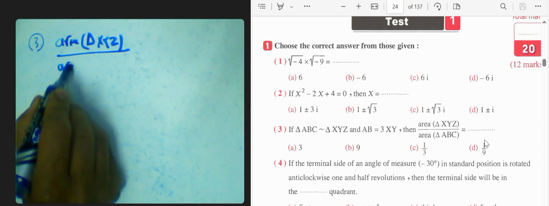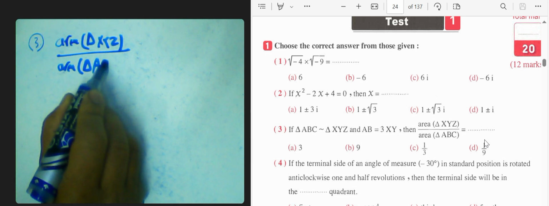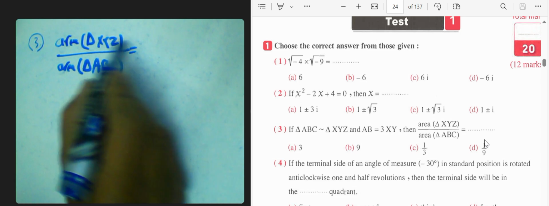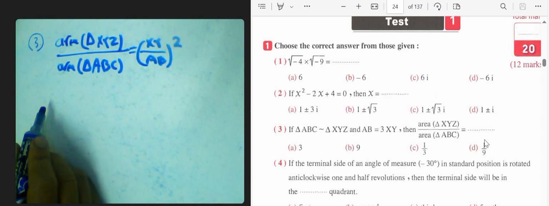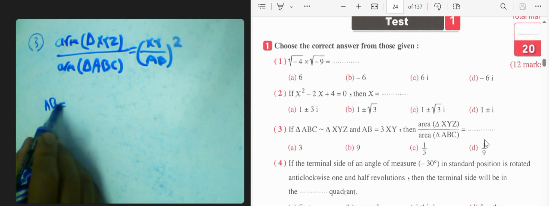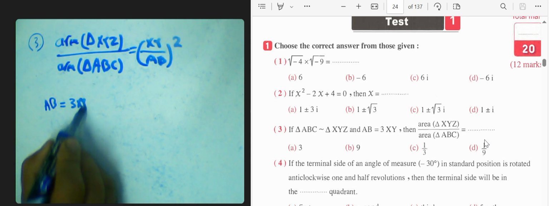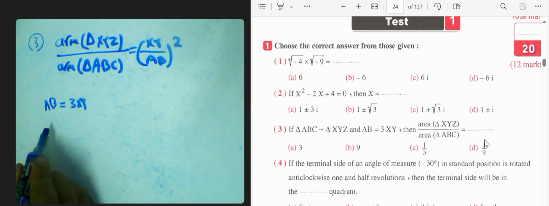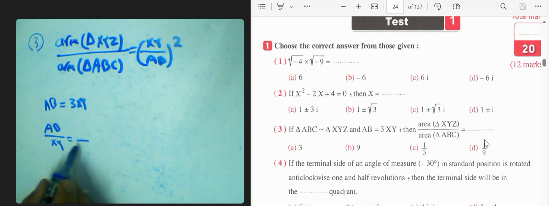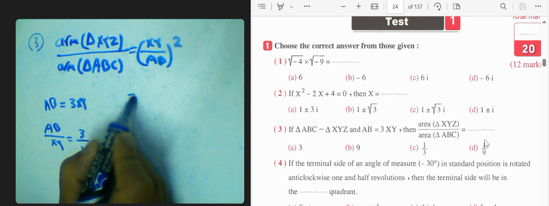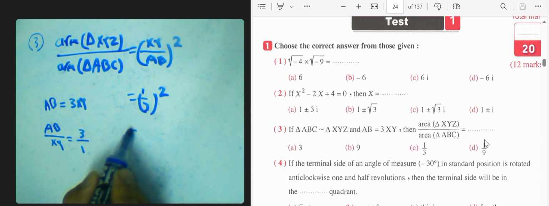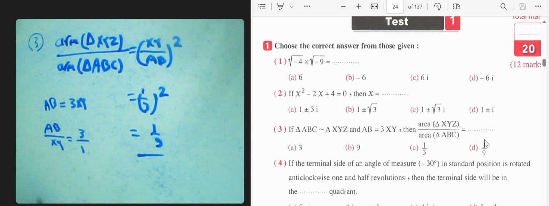XYZ and area of triangle ABC. We can choose a side here such that XY and AB all power 2. Okay, he gives us in the example information about AB and XY. AB equals 3xy. We can write the ratio between them, AB over xy. AB here product by 1 and xy equals 3. Then the ratio between xy and AB will be 1 over 3. Write here 1 over 3 all power 2. Then the result will be 1 over 9. The result will be 1 over 9. Choose letter D about question number 3.